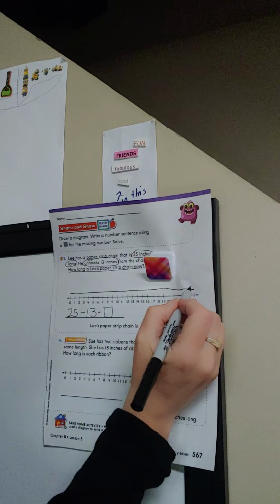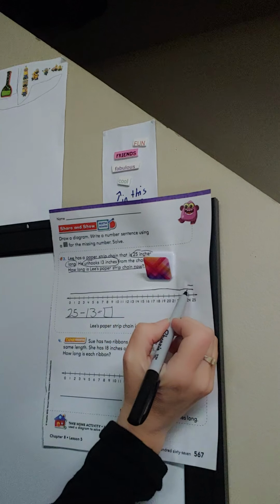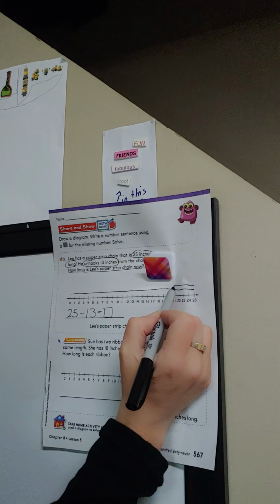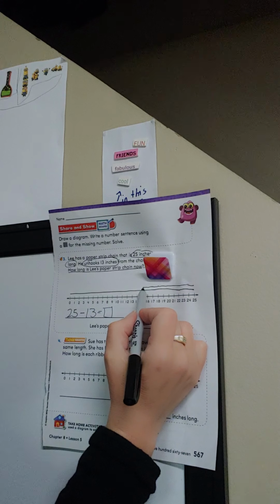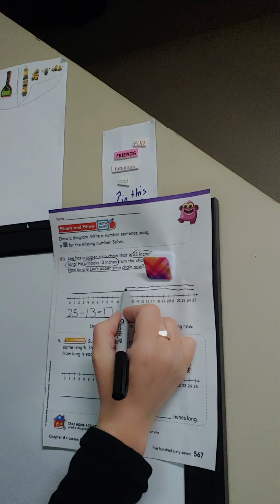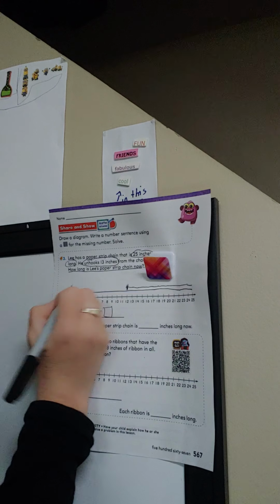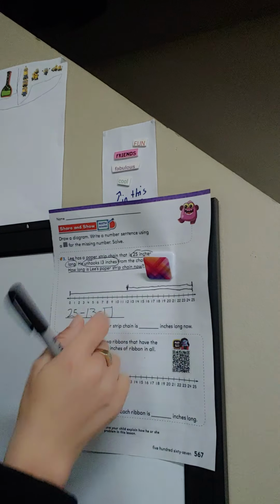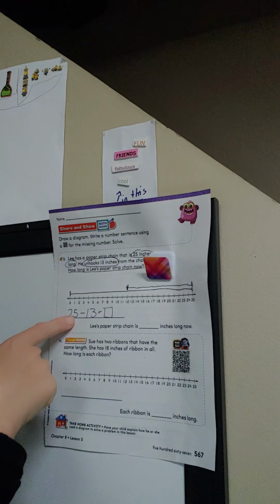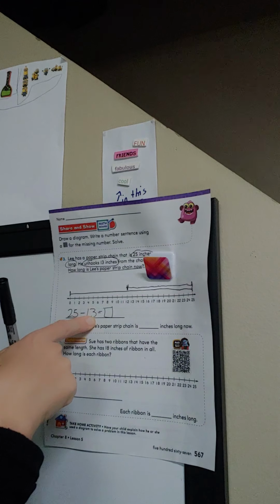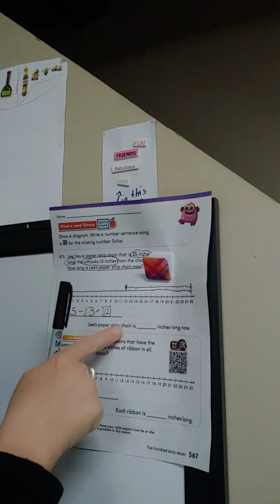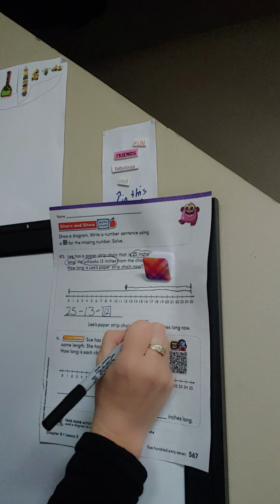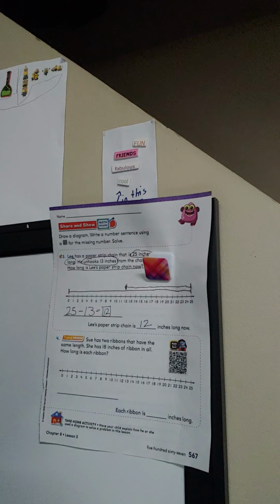So now I'm just going to go back and take away 13. So 1, 2, 3, 4, 5, 6, 7, 8, 9, 10, 11, 12, 13. And where did we land? On the 12. So 25 minus 13 equals 12. I'll write it in there. Lee's paper strip chain is 12 inches long now.